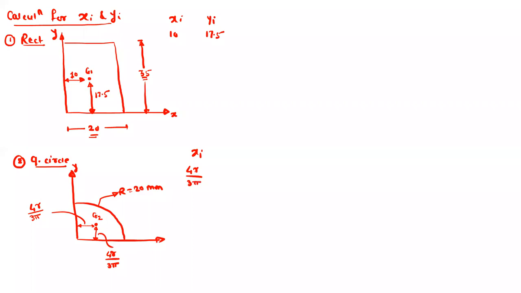Put the value of r, that is 20 mm. So this will be 4 into 20 divided by 3 pi. This is the x coordinate. And the y coordinate is also 4r upon 3 pi, so this is 4 into 20 divided by 3 pi. Simplify this and get this answer. So this is the x and y coordinate for the quarter circle. Now next geometry. This is the right angle triangle.